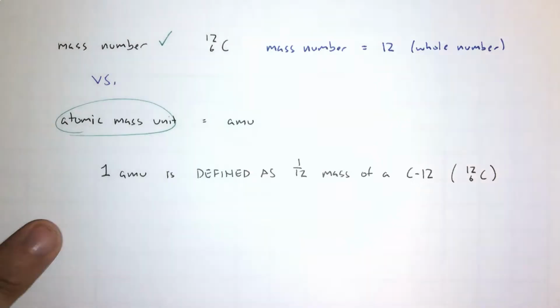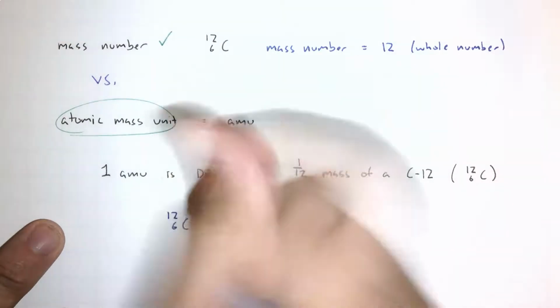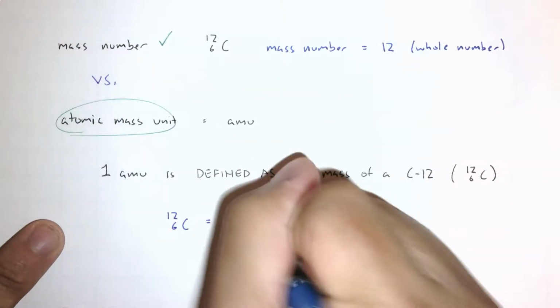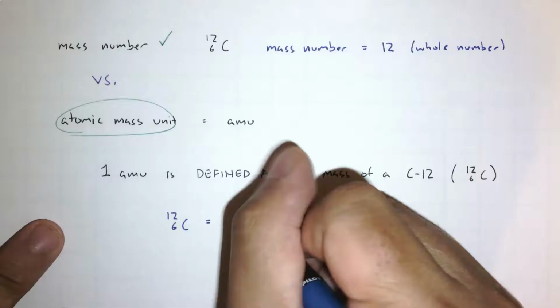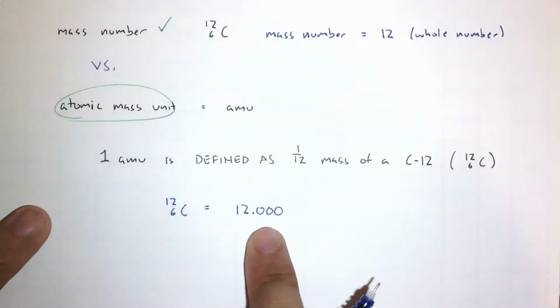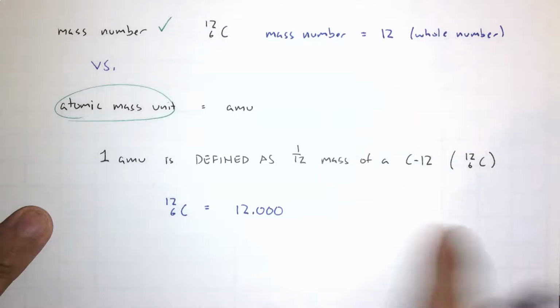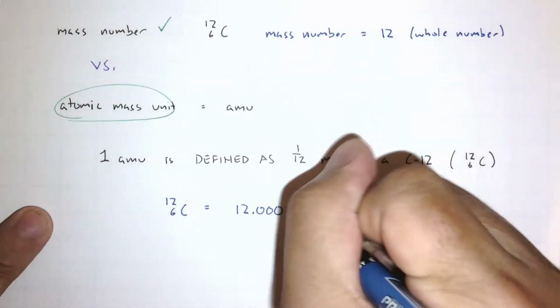Therefore, let me write this down. This isotope equals 12 and it's a definition. We're going to give ourselves maybe 3 zeros past a decimal point. Technically it goes on and on, 0, 0, 0, 0, 0, 0, etc. Make sure you put the units.